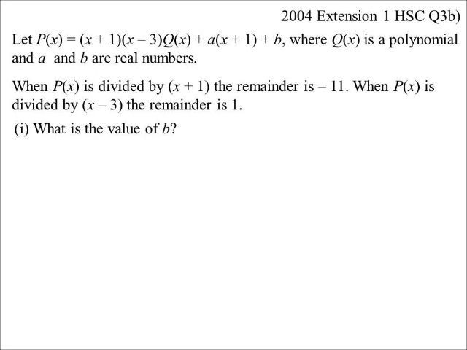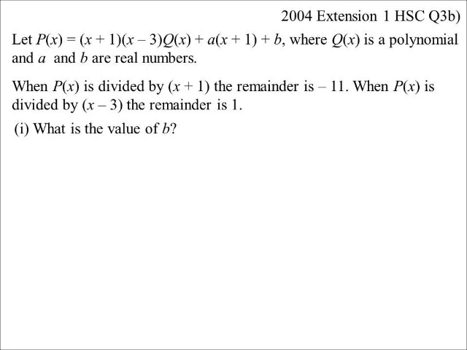Let's have a look at an old HSC question. So they've given us a polynomial. We've got a quotient with a divisor. The remainder is a linear function, but they've written it as a(x + 1) + b instead of ax + b. Oh, possibly, so there's a common factor there, but alright. If I'd read the next line, it would have made sense.